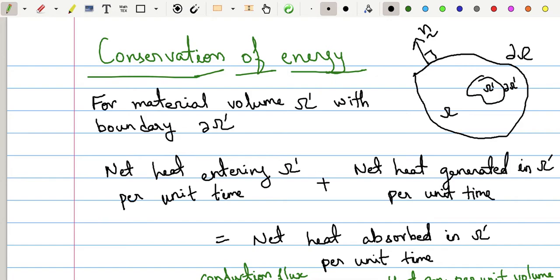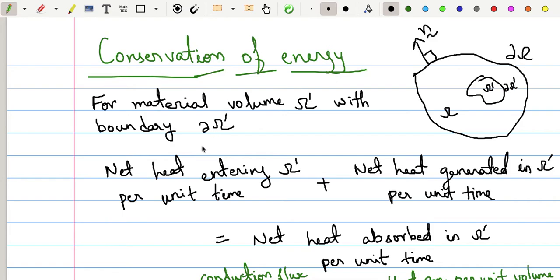So what we are doing is we are applying the conservation statement at a particular point in time. At a given time I am taking a snapshot, a photograph of the system, and then I am doing the analysis at that particular time instance. That's the reason that during this conservation statement enforcement we don't talk too much about the shape changes. Now I'm considering a material volume omega prime with boundary d omega prime.